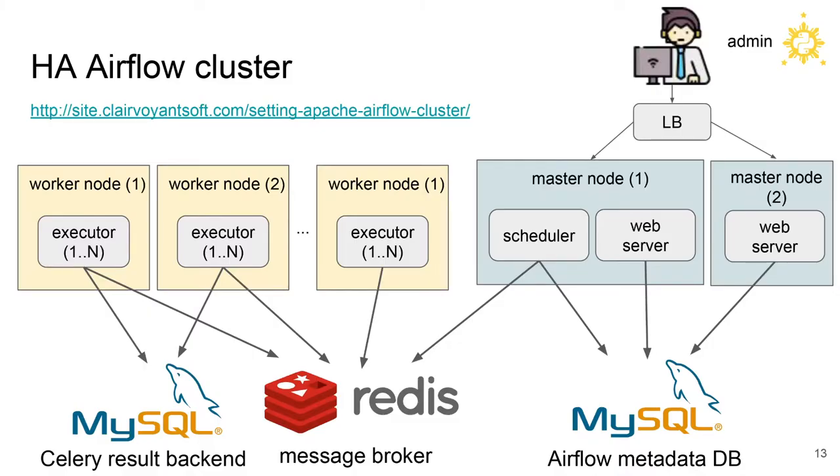But if you want to scale Airflow, you have to use an executor called the Celery executor. Celery is the name of a distributed message queue. So we use MySQL and Redis. Also, we use MySQL as the metadata database. Then we set up a load balancer for the web server master node, so we can log into the web admin console from the load balancer. So it's something like this.